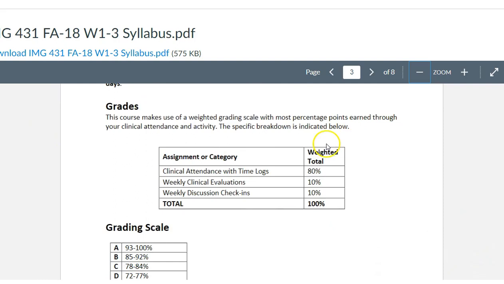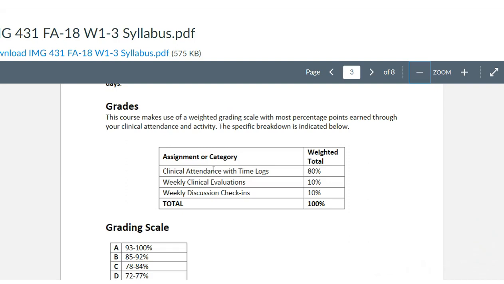General information in terms of grades. We do use a weighting system within clinical. The weighted system really puts a lot of emphasis on clinical attendance with appropriate time logs, which means that the signatures just need to be in place. Your attendance, you have to complete your minimum. Essentially, that's an all or nothing.